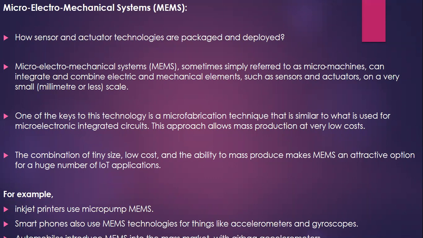The thing is, a sensor is a very minute thing. An actuator is also a very minute thing. Remember, both should be compact, in a small chip, so that we can minimize the size of this smart object. So we'll see that micro electromechanical system (MEMS), sometimes simply referred to as micro machines, can integrate and combine electric and mechanical elements, such as sensor and actuator, on a very small scale, like a millimeter or less.